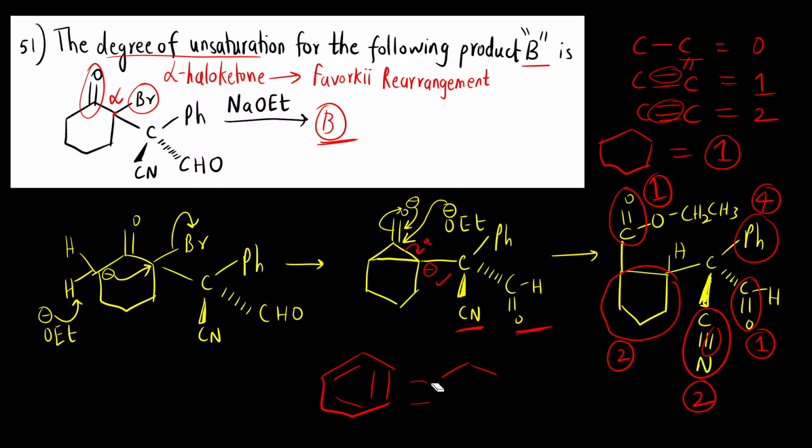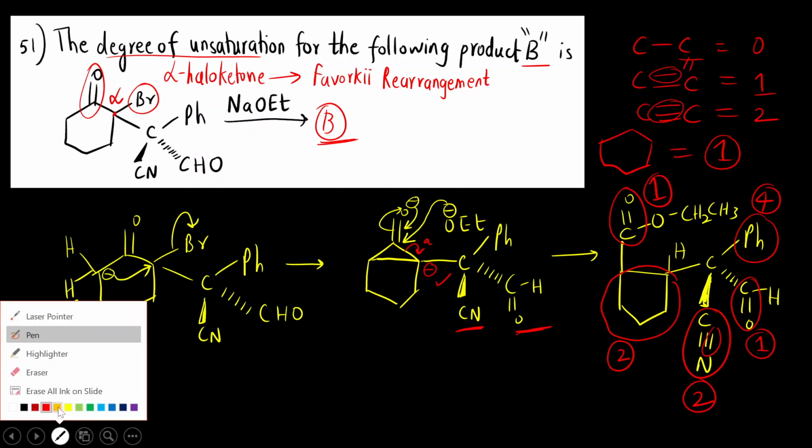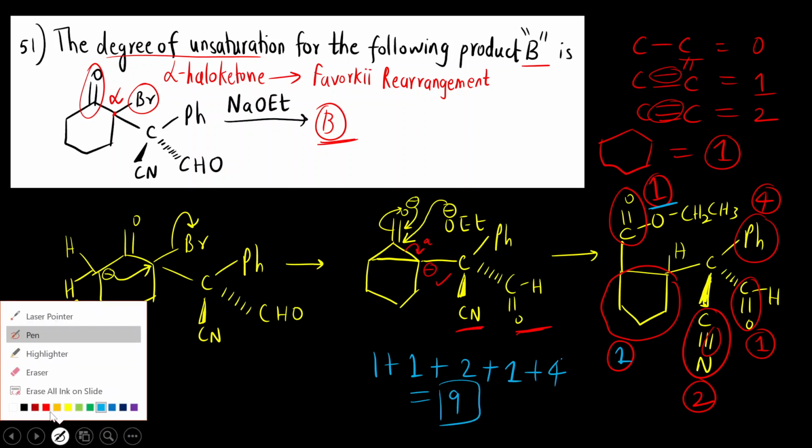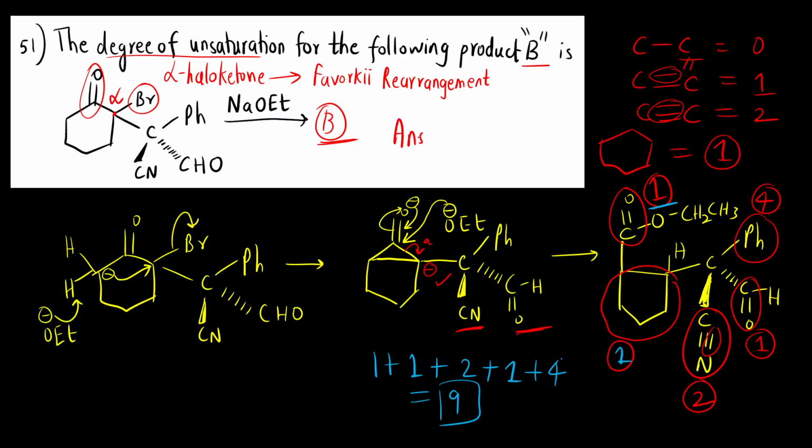Now it is very simple. We have to just add all the values. 1 plus 2, this is the second number. Degree of unsaturation is 1. 1 plus 1, plus cyanide 2, plus 1 aldehyde group. Then in Ph there are 4. So 1 plus 1 is 2, 2 plus 2 is 4, 4 plus 1 is 5, 5 plus 4 is 9. So the correct answer is going to be 9. The correct answer is degree of unsaturation is 9.